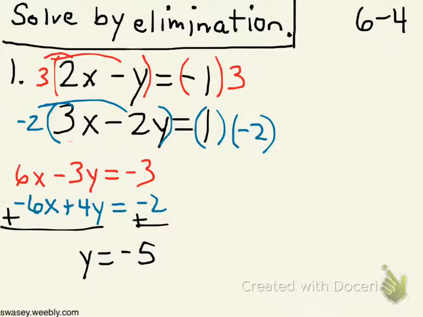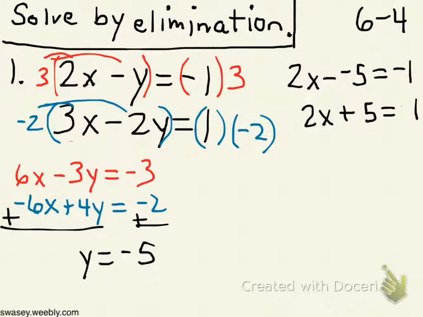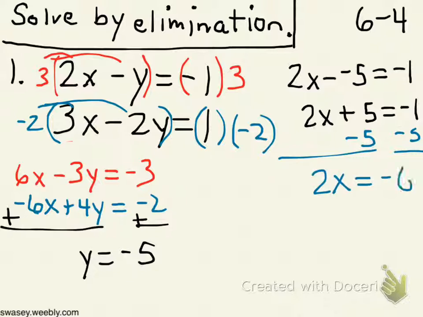Now we need to find the x value. We can go to either equation. I'll go with the top one, top original. So 2x minus y is negative 5, equals negative 1. Minus a negative, we'll rewrite that as plus a positive. And now it's a two-step equation. Subtract 5 from each side. So we have 2x equals negative 6, and then divide by 2. And so x is negative 3.